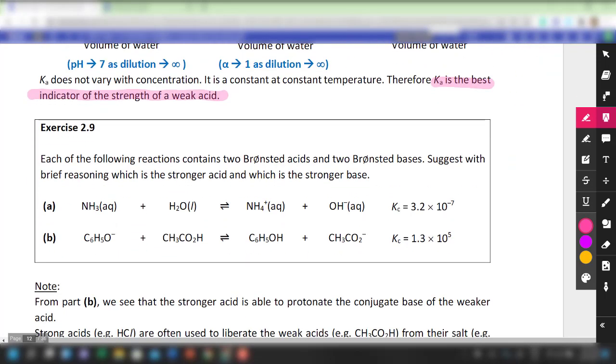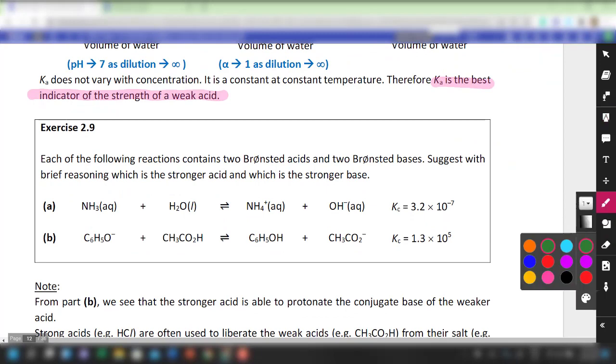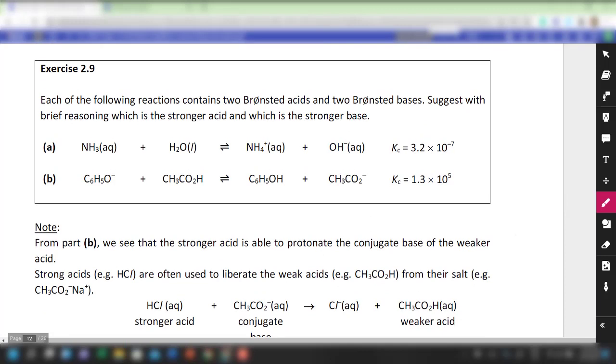Then we have exercise 2.9 to end of section 2. Each of the following reactions contains 2 Bronsted acids and 2 Bronsted bases. Suggest with brief reasoning which is a stronger acid. Okay, so from here you get a Kc value that is very, very low.